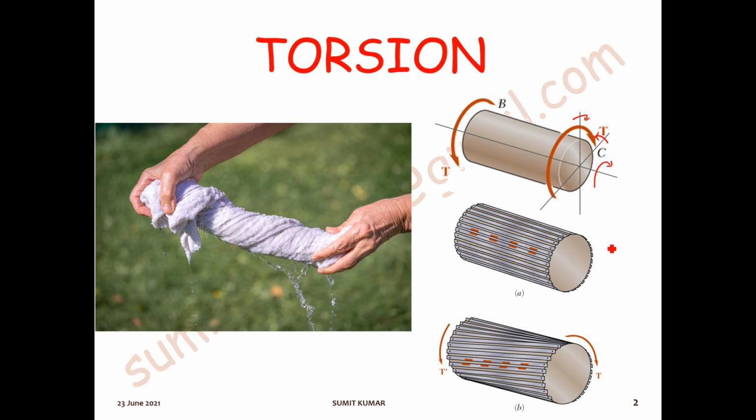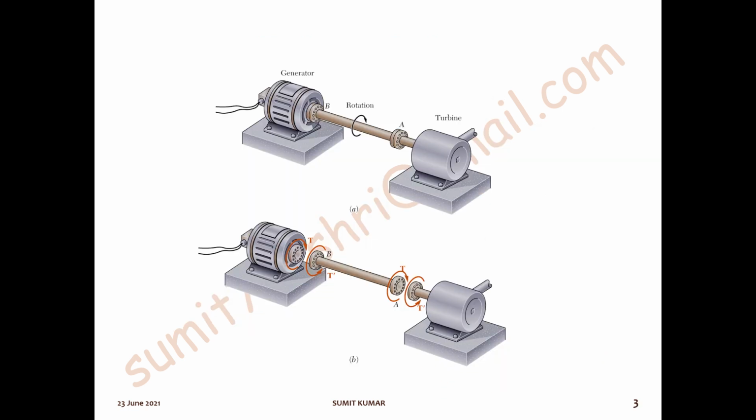You can see in this picture, in torsion this strip is rotating about the longitudinal axis. Suppose this is the longitudinal axis of this shaft. The strip is rotating about this longitudinal axis due to this twisting moment. So basically this shaft is used for the generation of power.